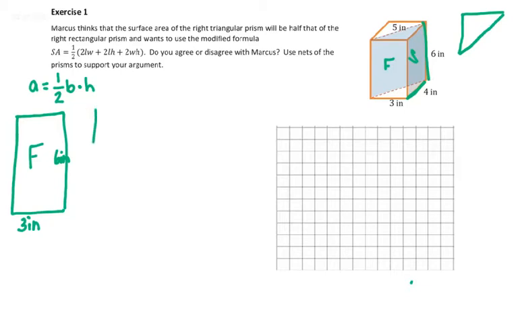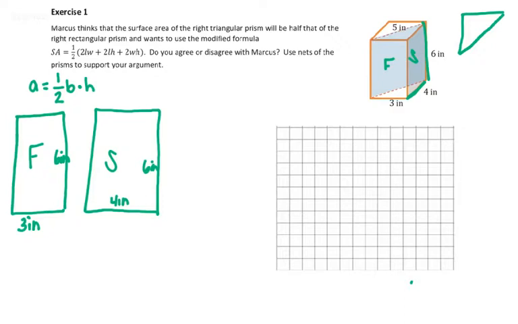So now I have the side of my prism is 4 inches wide. Here's 4 inches. Here's 6 inches tall. And this is the side of my prism. And I'm actually going to have 2 of those sides because I've got a left and a right side that look exactly the same. So there's that for me. And then so now I have the back of my prism.